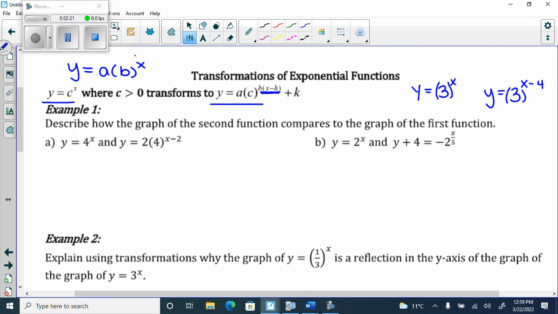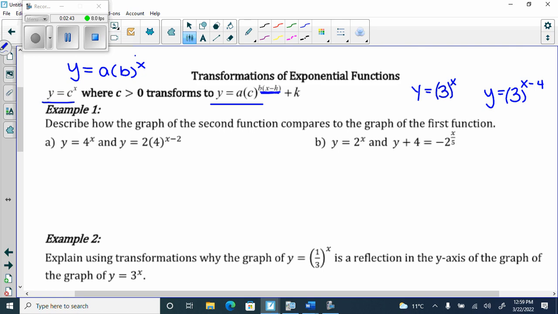So here it says, we're going to describe, but we're also going to do mapping, because we always do mapping and descriptions together just so we practice them, because they're always the same numbers, right? So describe how the graph of the second function compares to the graph of the first function. So we have y equals 4 to the x, and we have y equals 2, 4 to the x minus 2.